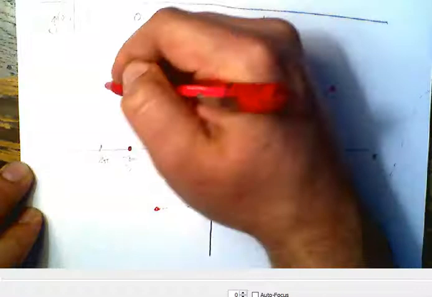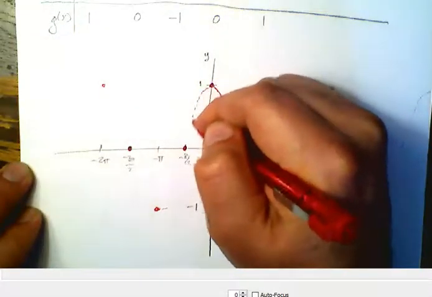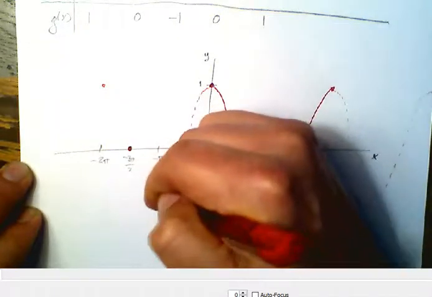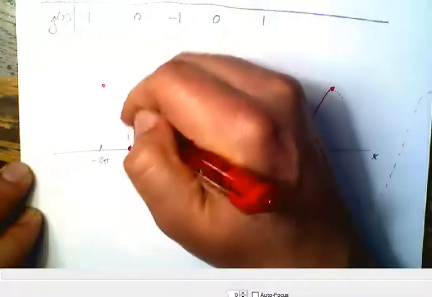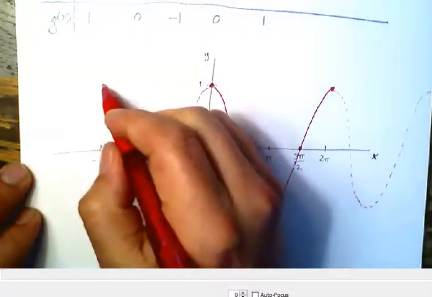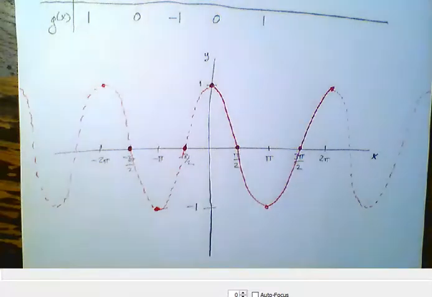So we should get an equivalent looking cosine curve. I'll dot this one too. Much like that. And of course, it continues forever and ever, just oscillating between negative 1 and 1.